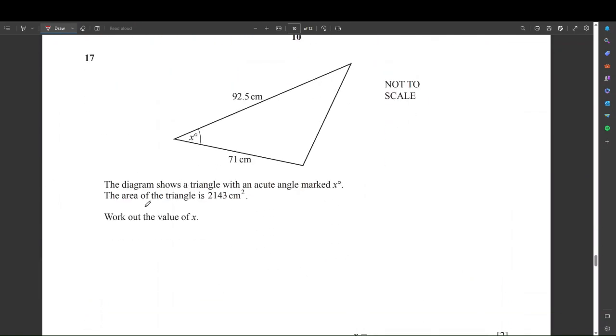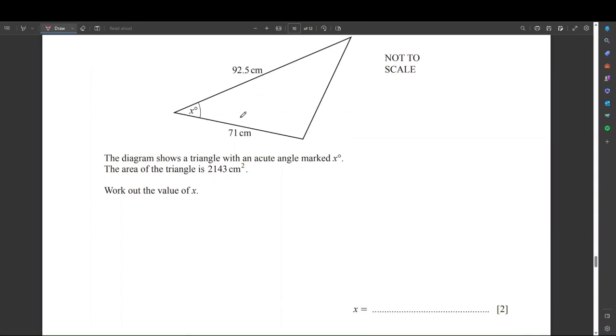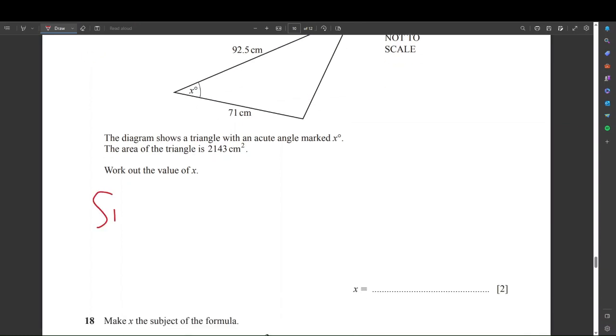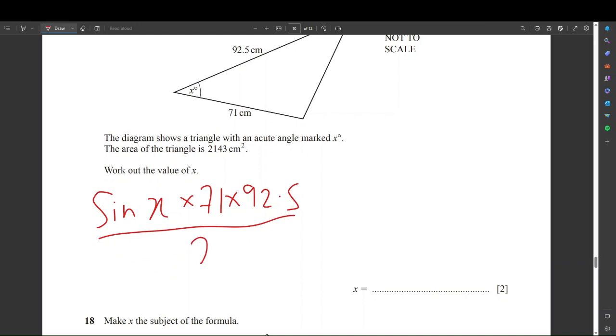All right. Number 17. The diagram shows a triangle with an acute angle marked x degrees, and the area of the triangle is 243 centimeters squared. So over here we have to use the sine rule, so sine x into 71 into 92.5 divided by 2 is equal to the area, which is 243 centimeters squared. I'm just going to have to make x the subject of the formula.